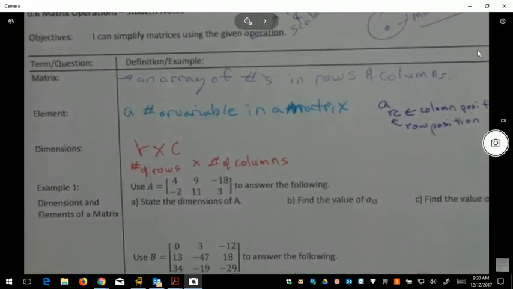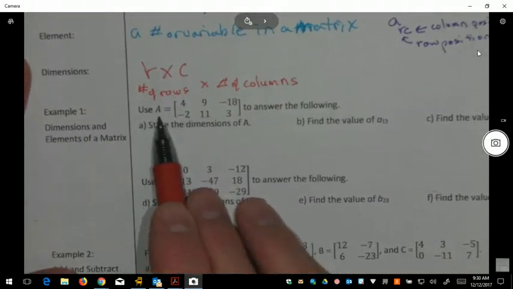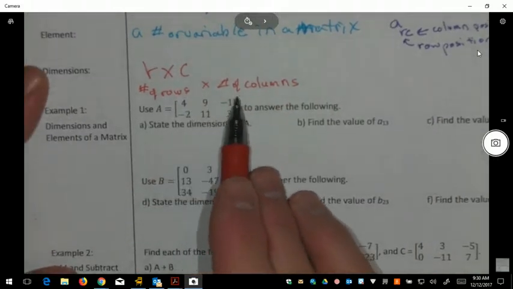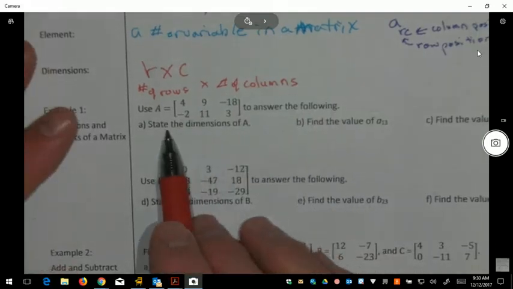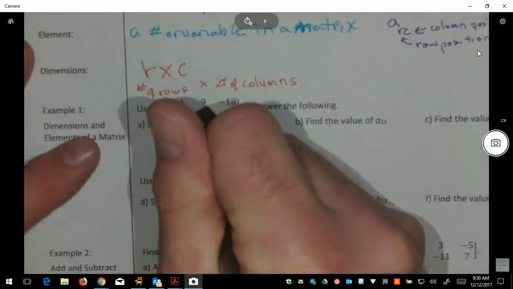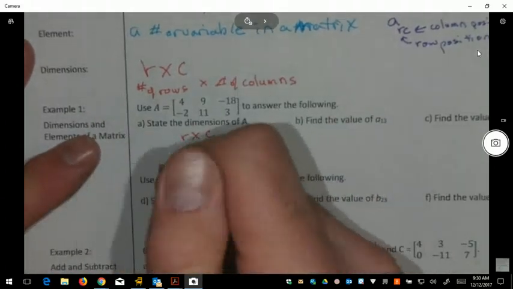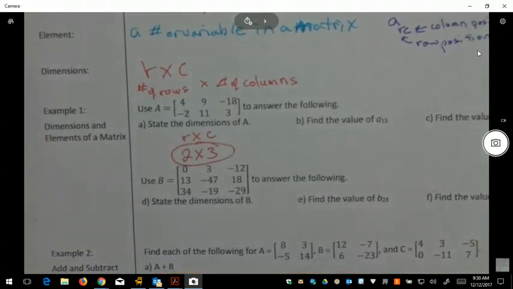So when I look at the first example, it says use this matrix, matrix A, with elements 4, 9, negative 18, negative 2, 11, and 3 to answer the following. State the dimensions of matrix A. Well, it's row by column. How many rows are there? 2. And there's 3 columns. So it's a 2 by 3 matrix.